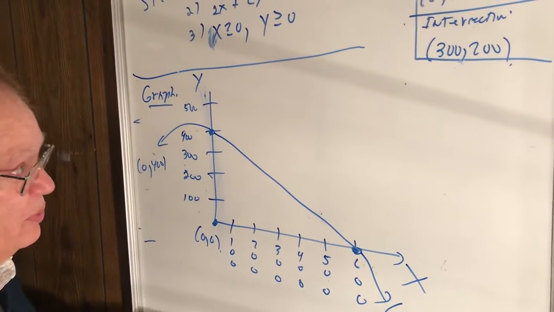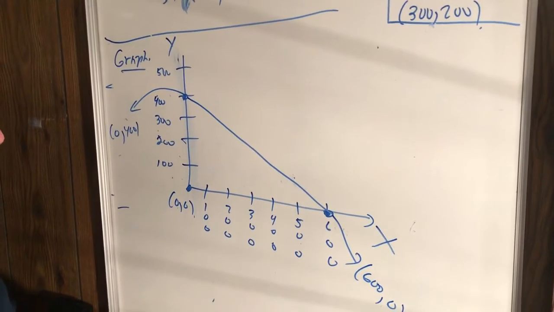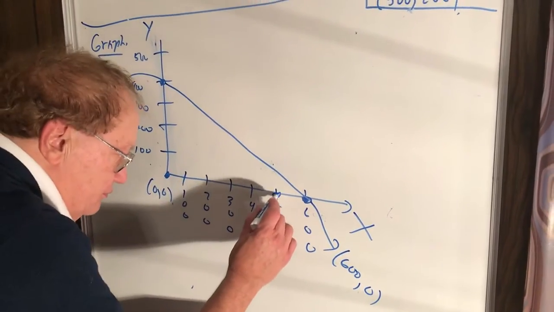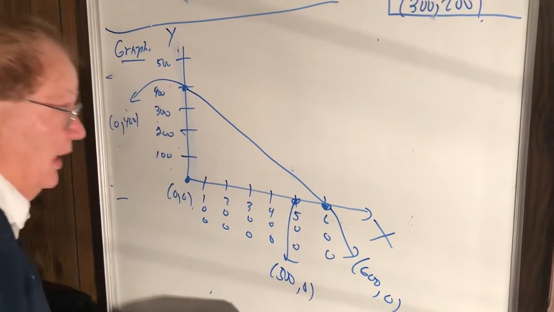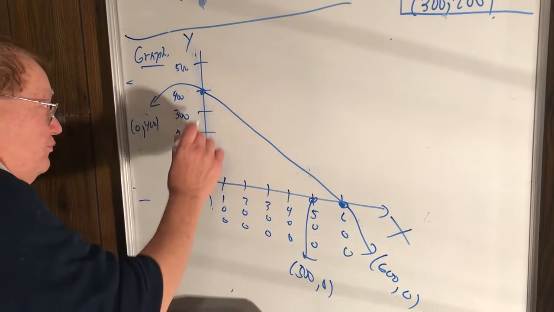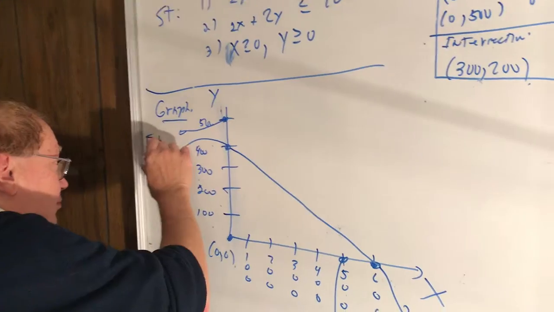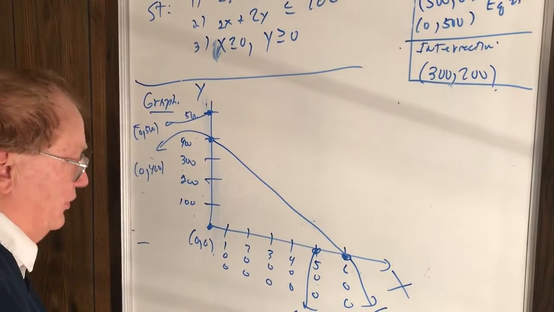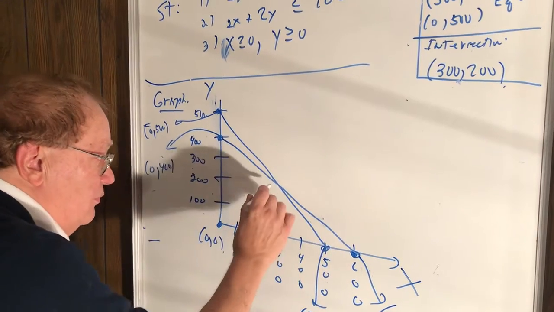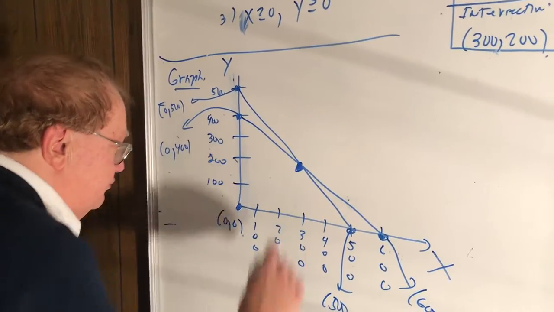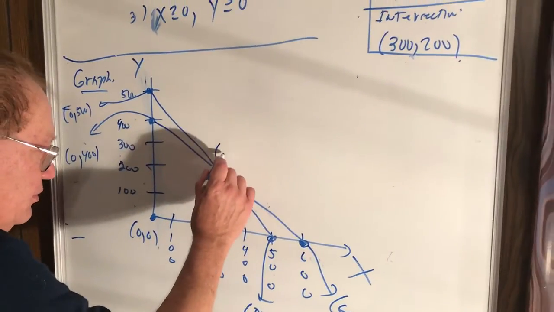That's why it's called linear programming, because we only deal with straight lines. Now the second one is 500 and 0. And 0 and 500. Let's connect those two. Here's your intersection point. And your intersection point we know is 300 and 200.